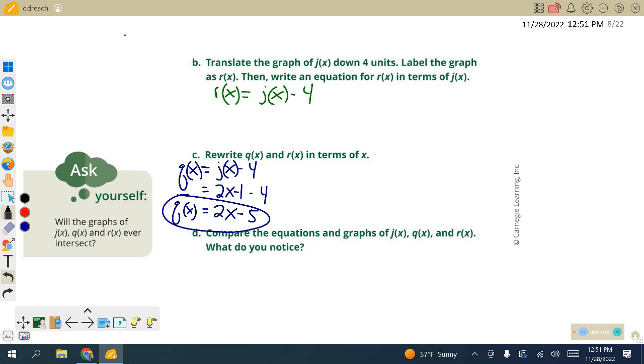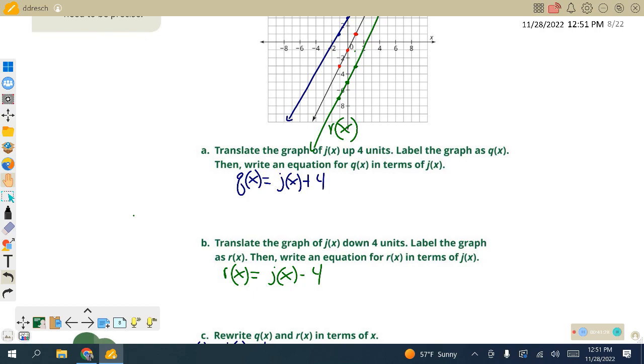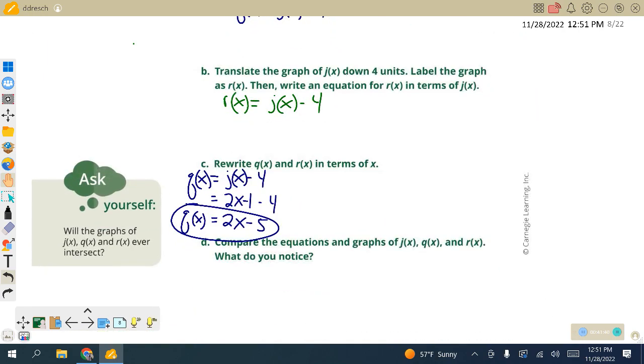Now, how can I check myself? What's the y-intercept here? The y-intercept is negative 5, right? Q of x was plus 4, and then j of x. Oh, I did the plus 4 minus, my bad. Ms. Keel pointed out Q of x is supposed to be the plus 4. And what did I accidentally write? My bad. So right there, I should put a plus there.